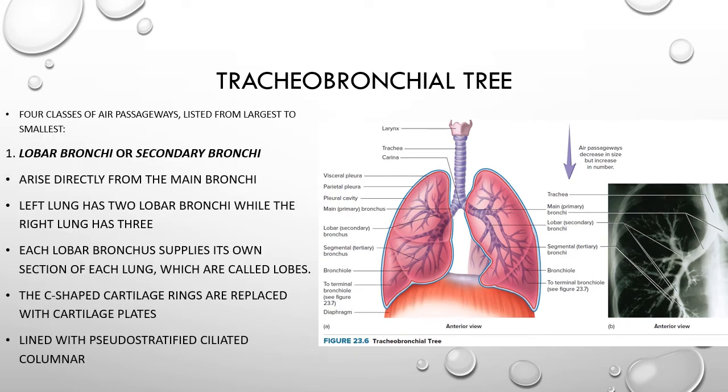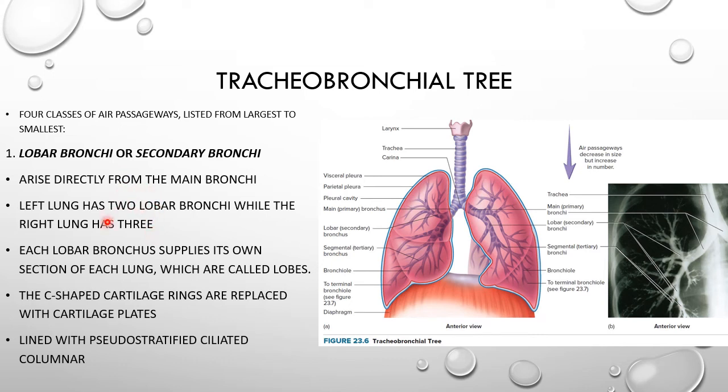Now, there are 4 classes of air passageways. Okay? We list this from the largest to the smallest. Okay? So, yung pinakamalaki are your lobar bronchi or secondary bronchi. That's the bronchus after your main bronchus or primary bronchus. Diba? You have a primary right and left. After they subdivide into lobar bronchi. So each lobe, no? May bronchi, each lobe. Okay, that's why it's called lobar bronchi. So they arise directly from the main bronchi.